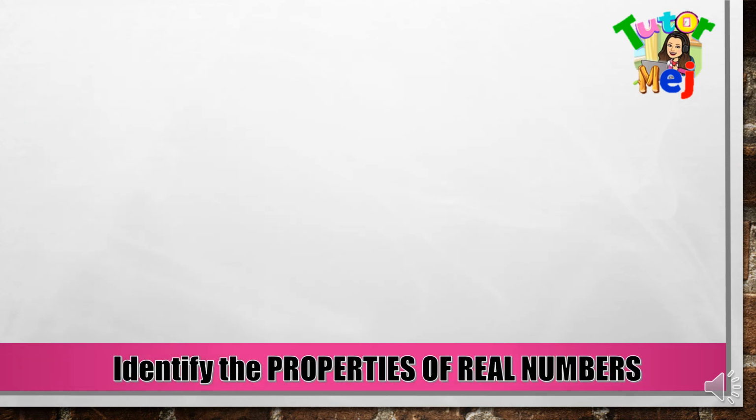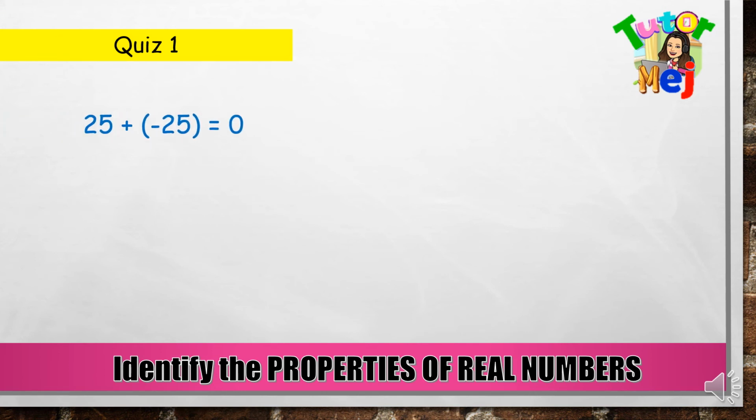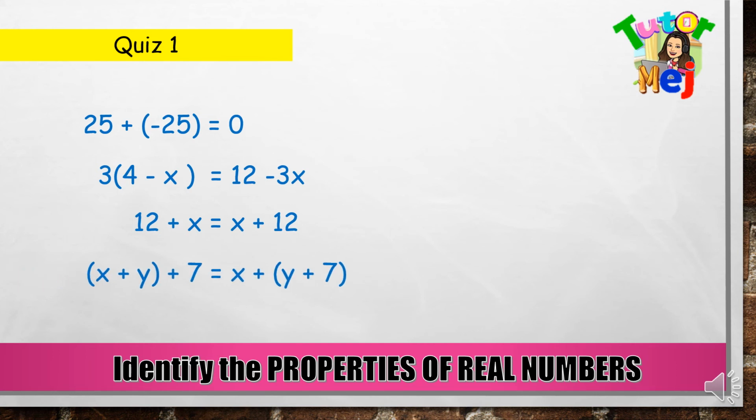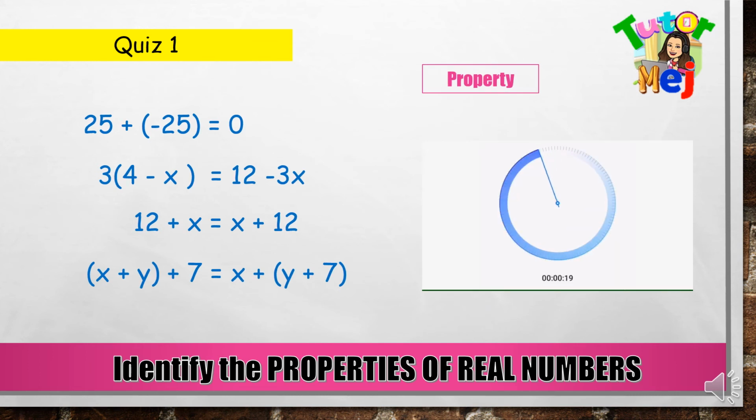Quiz 1. Identify the properties of real numbers. 25 plus negative 25 equals 0. 3 times the quantity 4 minus x equals 12 minus 3x. 12 plus x equals x plus 12. And quantity x plus y plus 7 equals x plus quantity y plus 7. Hanapin ang property. Time starts now!